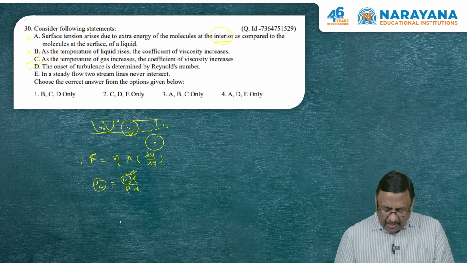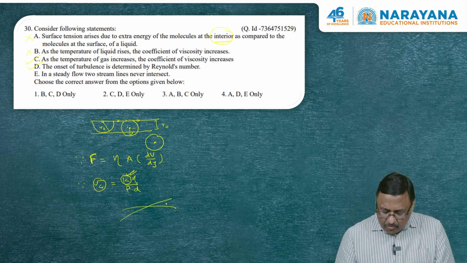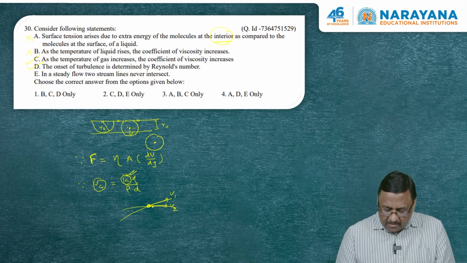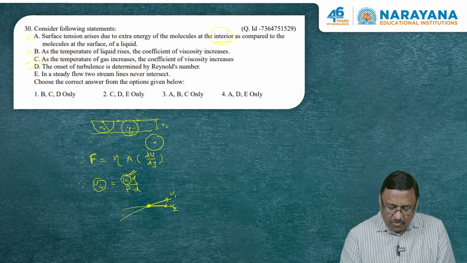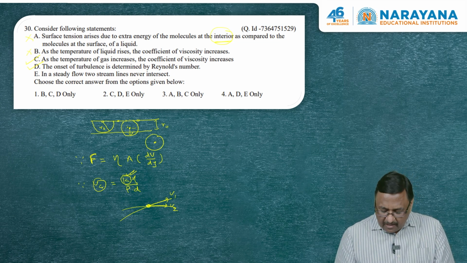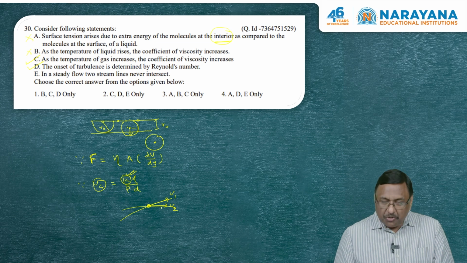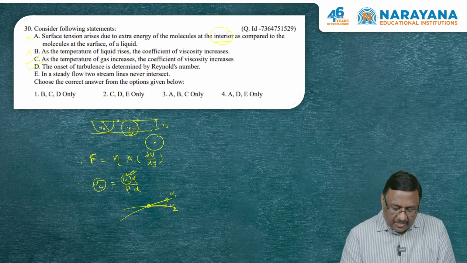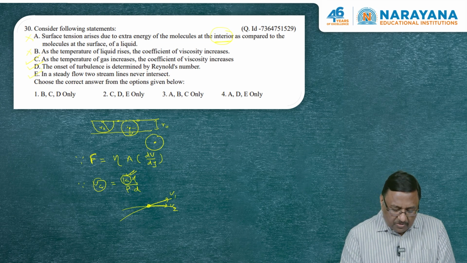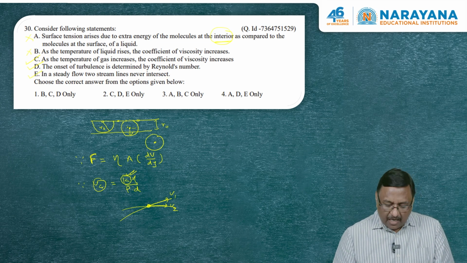That too is absolutely correct. If two streamlines were going to intersect, that means for a particular particle you have got two velocities, and one particle cannot have two velocities altogether in two directions. That means this is not possible. So in a steady flow two streamlines will never intersect. If they are intersecting, I'm negating this statement. If they are intersecting, velocity should be different, but that is not possible. That means in a steady flow two streamlines never intersect is the right option, because one particle will have one velocity at a time in one direction.